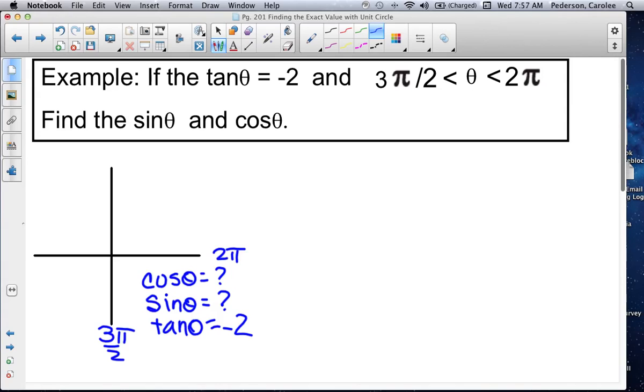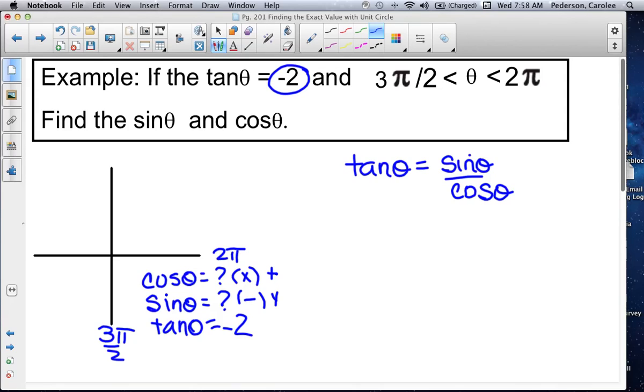For the cosine, that represents the x in the unit circle. That has to be a positive value. Then the sine has to be a negative value because that's your y value. So we're going to start off with the tangent of theta is sine over cosine. And I know that the tangent of this angle is -2, so I'm going to substitute that in.